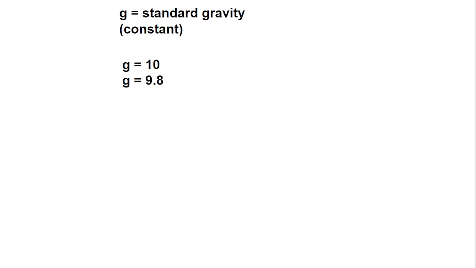Now, what is the value of this constant g? Well, oftentimes you'll see it as g equals 10, but even more often you'll see it as g equals 9.8. So in the previous example, R equals 3g, R equals 3 times 9.8, or R equals 29.4. But 29.4 what?